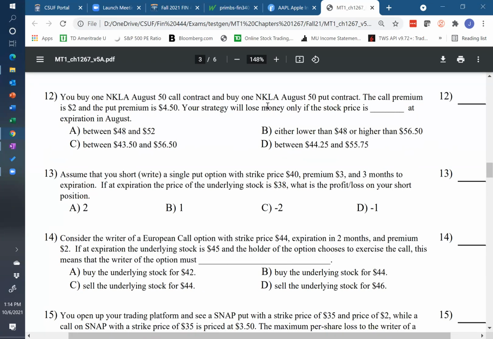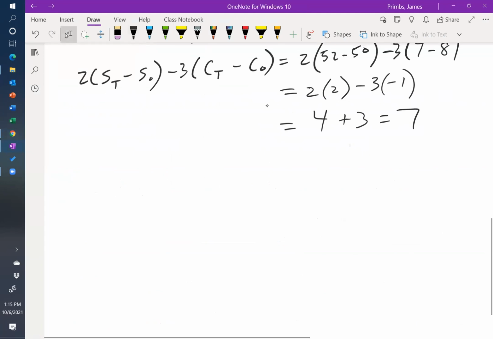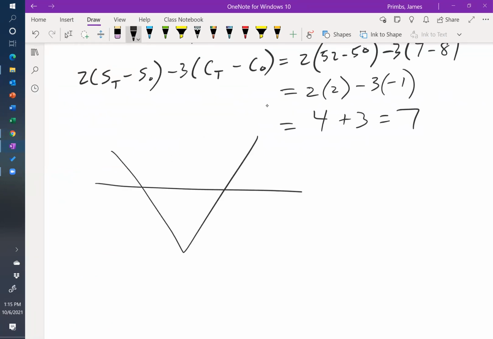All right. So I buy 1 August 50 call contract and buy 1 August 50 put contract. I've got a straddle here. The call premium is $2. The put premium is $4.50. Your strategy will lose money only if the stock price is blank at expiration. So this is a straddle. We're long a straddle. Straddle looks like this.